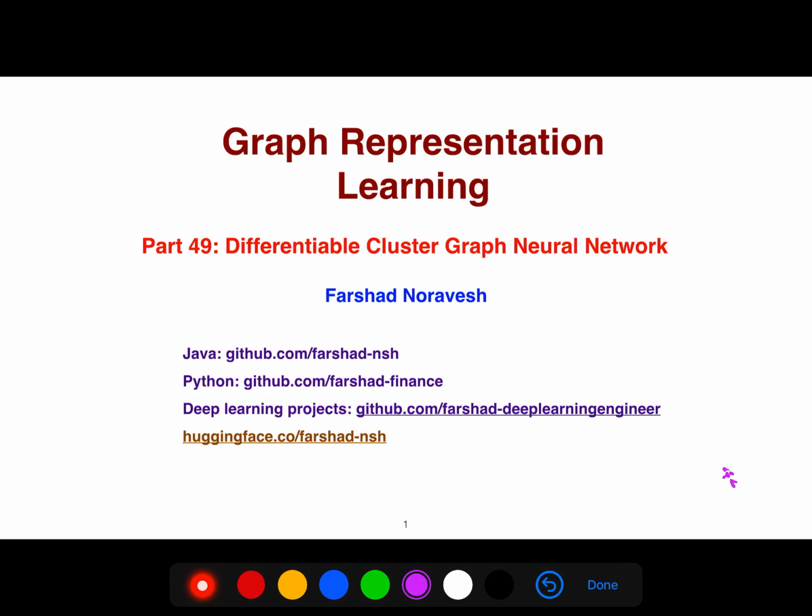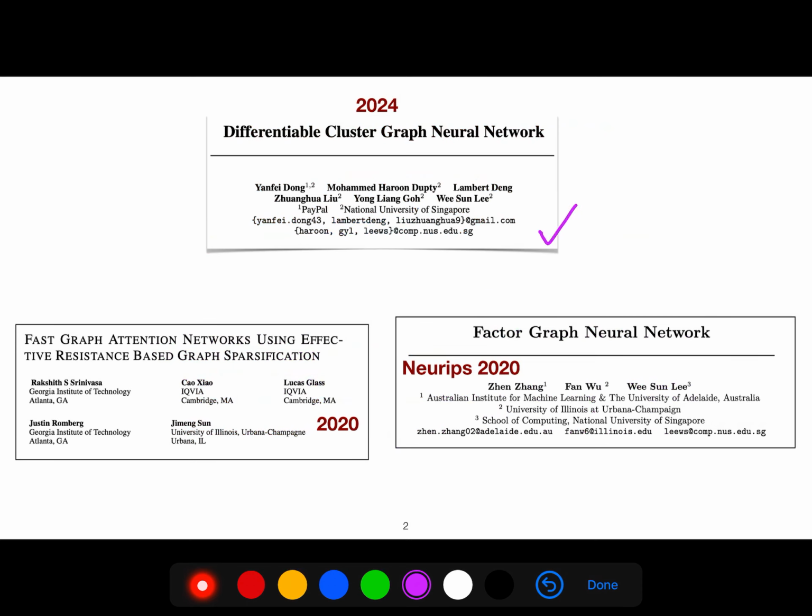Alright, so in this video I'm gonna be explaining another important article with the title Differentiable Cluster Graph Neural Network. This paper is from 2024, from the National University of Singapore.